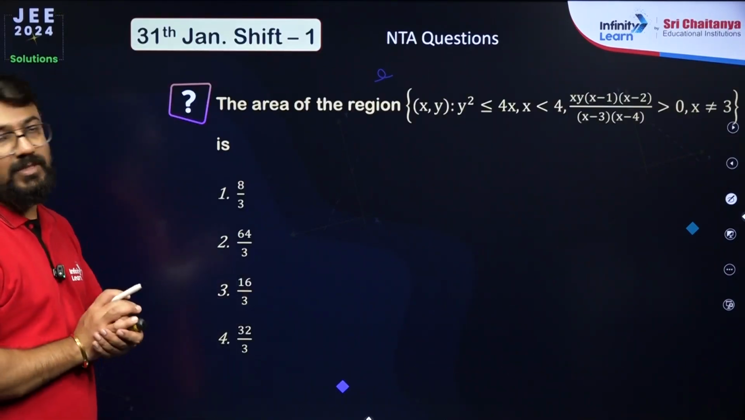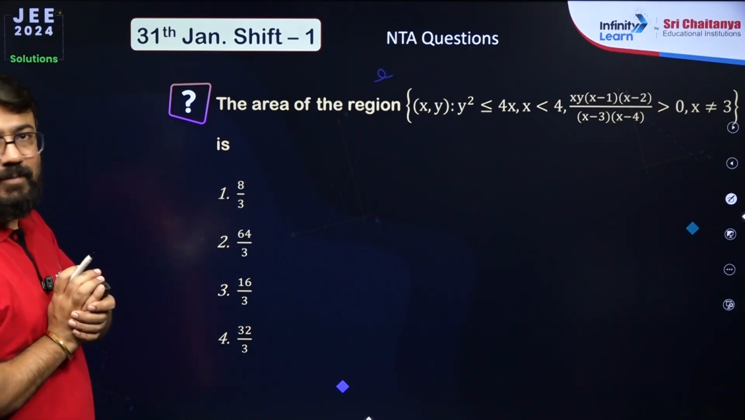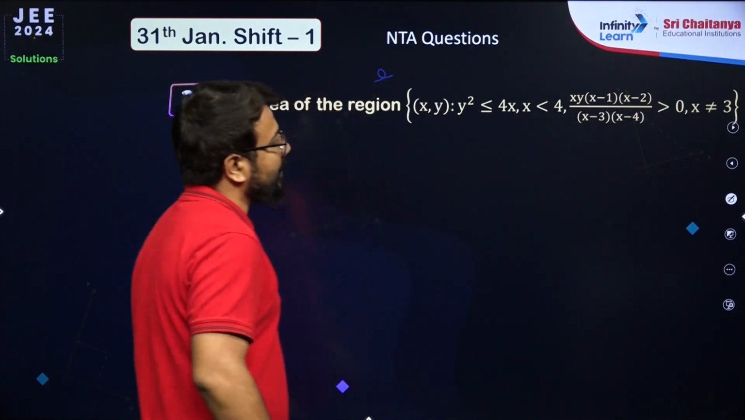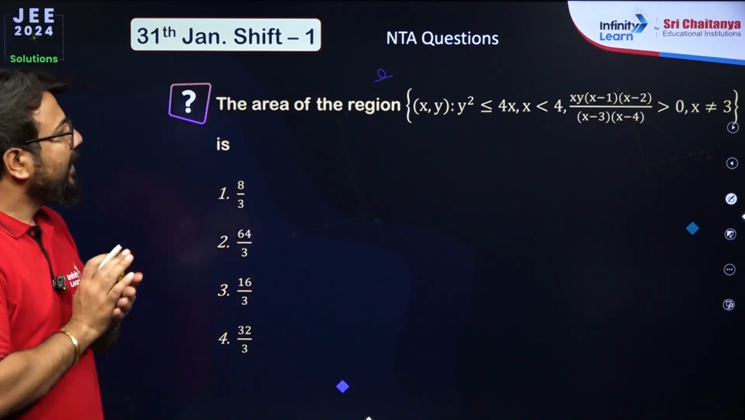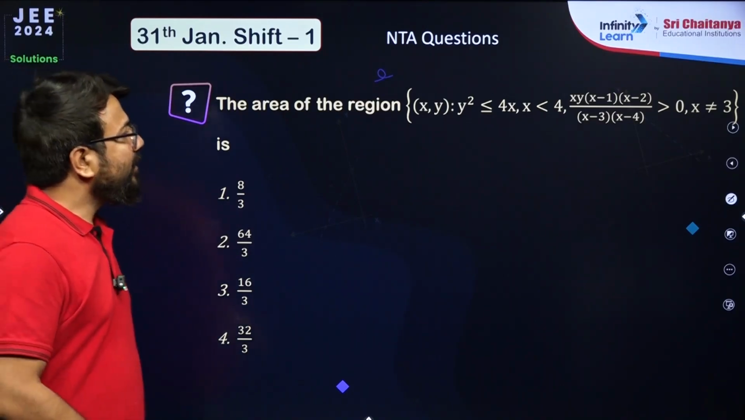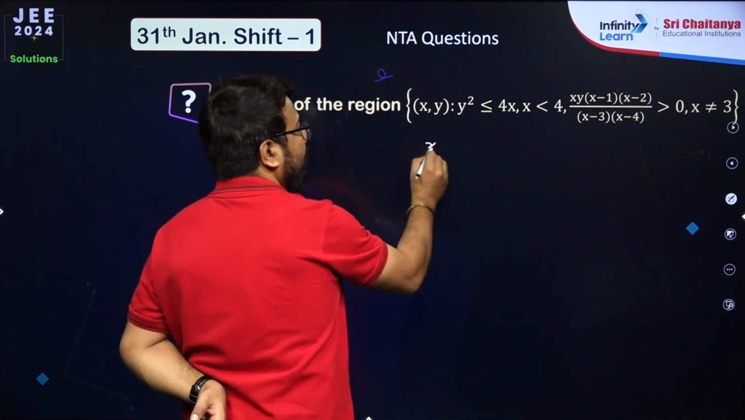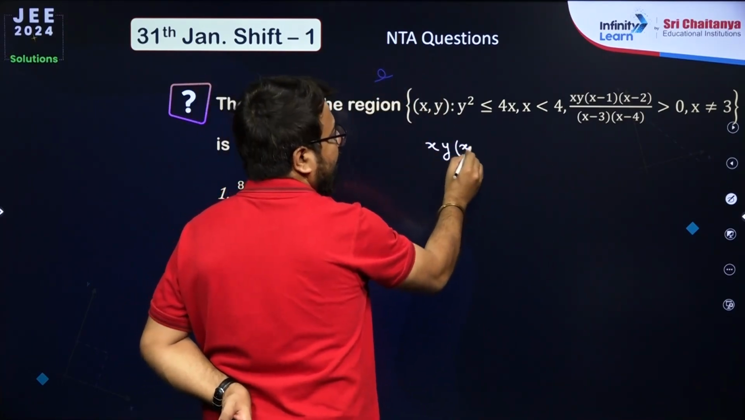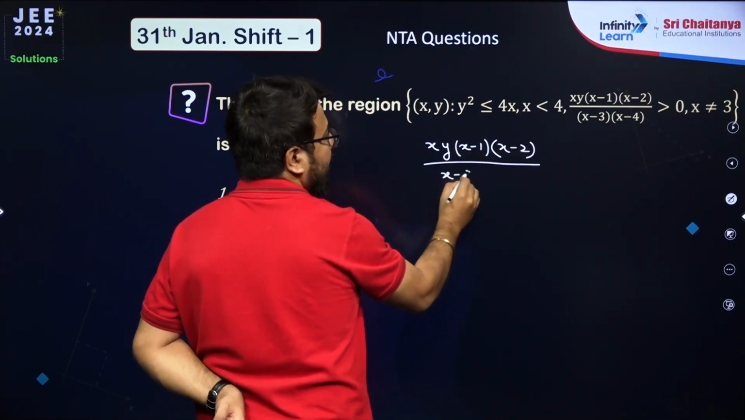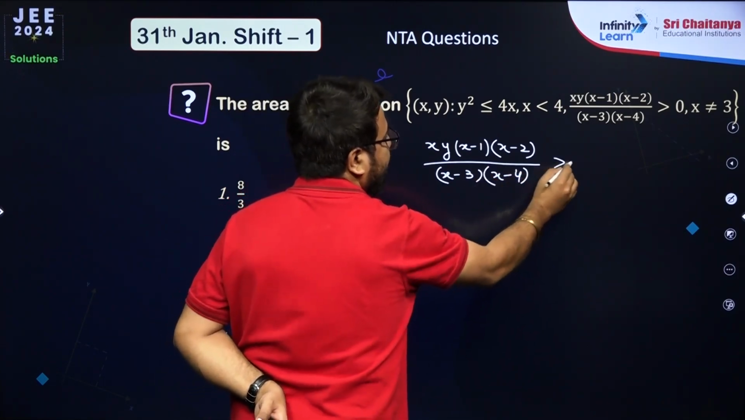Moving ahead to the next question. Here is a question which is for the area bounded between curves. y square less than 4x, one of the parabola is being given, in a region of the parabola. x less than 4, a straight line x is equals to 4, and x is not equals to 3. Moreover, they have given this particular expression x(x minus 1)(x minus 2) whole divided by (x minus 3)(x minus 4) should be positive.